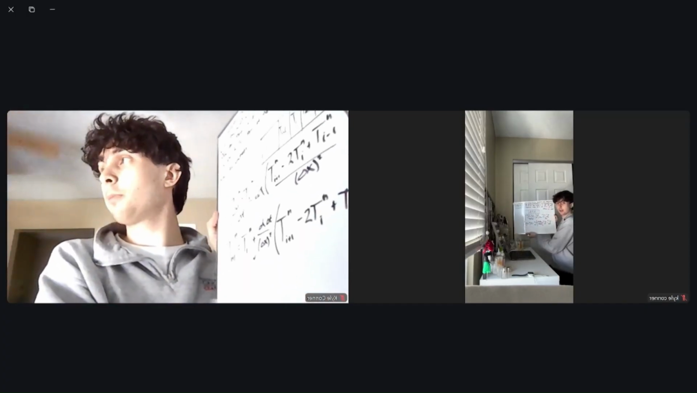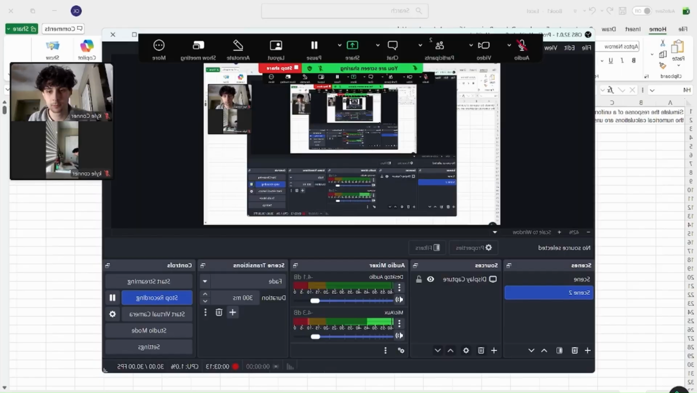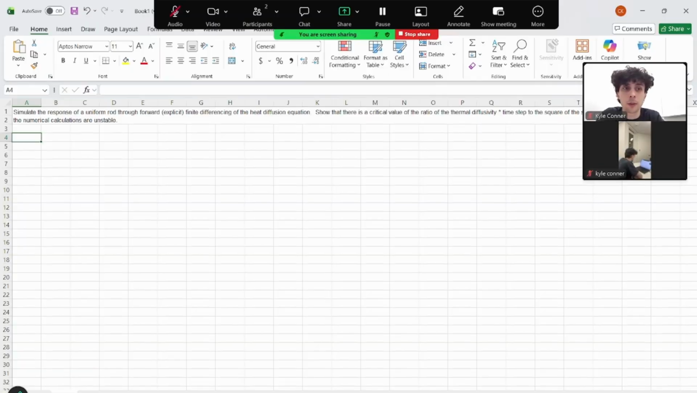So that's the equation we're going to be working with in this Excel file. This is very important to what we're about to be doing. Hello everyone. Today we're going to be showing the limitations of Excel through simulating the response of a uniform rod through the forward or explicit finite differencing of a heat diffusion equation.